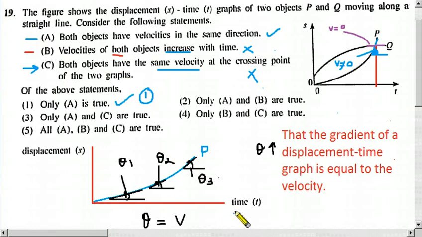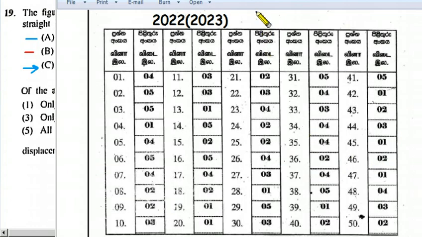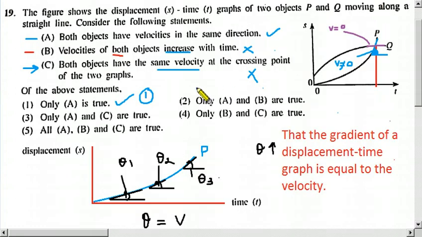So question number 19, let us check the answer sheet. Question number 19. Here the answer is 1, the first one. So that is correct. This one is correct.